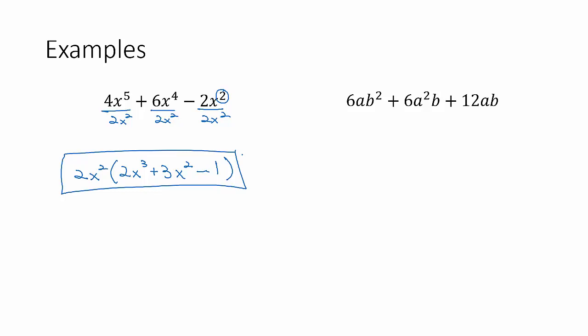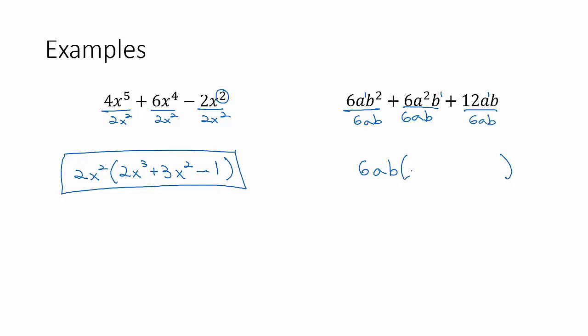This next example, we have 6ab squared plus 6a squared b plus 12ab. You can see the numbers are all divisible by 6. They also all have an a, at least a to the first. They also all have a b, at least b to the first, but no more than that. So what's left when we divide by 6ab on each and every term?